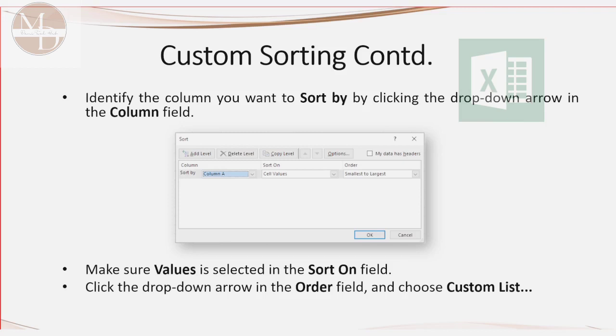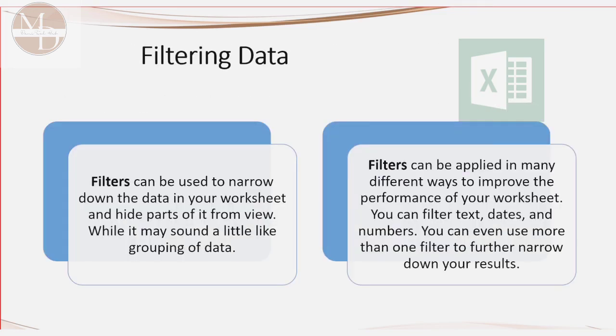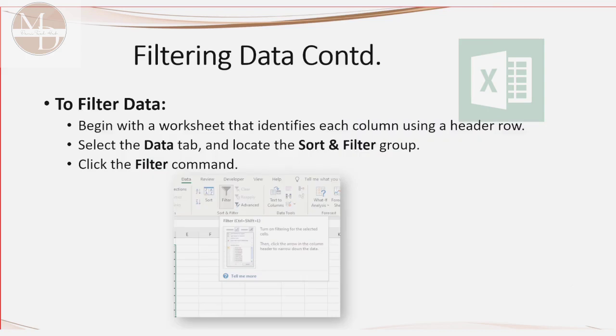Now let's go to filtering. Now filtering of data. Filters can be used to narrow down the data in your worksheet and hide parts of it from view. So it may sound like grouping of data. Filters can be applied in many different ways to improve the performance of your worksheet. You can filter text, dates, and numbers. You can even use more than one filter to further narrow down your result.